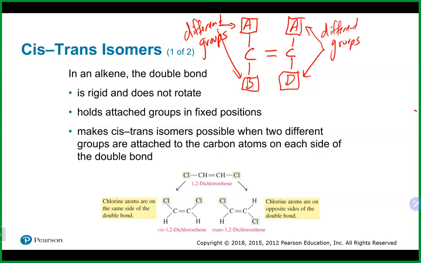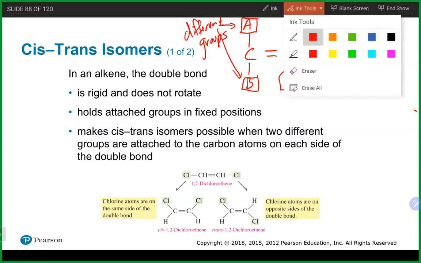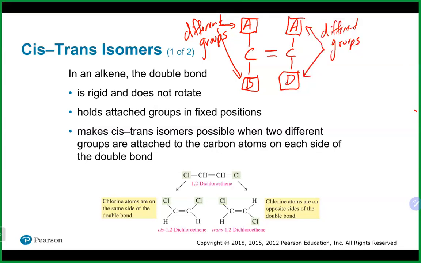The other thing that you need, in addition to each carbon having different groups attached directly to it, is a group that is in common on opposite carbons. So you need some type of group that's in common on opposite carbons in order for that to occur. And in this case, obviously, it's the A's that are the same on opposite carbons.